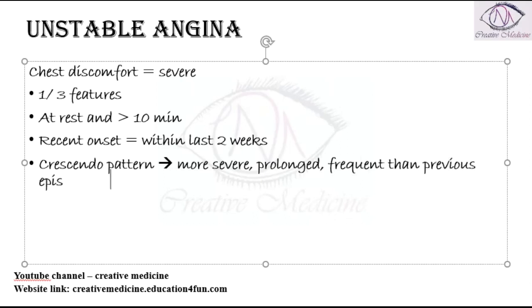So, if one out of the three features is present, that is, if it occurs at rest and lasts for more than 10 minutes, or if it is of recent onset, or if the pain is more severe, prolonged, and frequent, then it is unstable angina. In some patients, unstable angina can occur without any increase in myocardial oxygen demand, or it can occur in some patients due to coronary thrombosis.